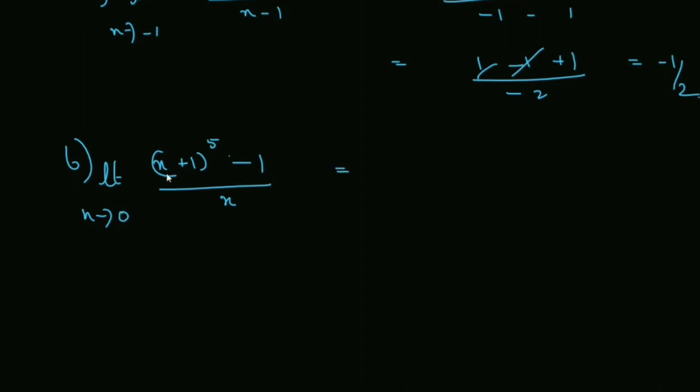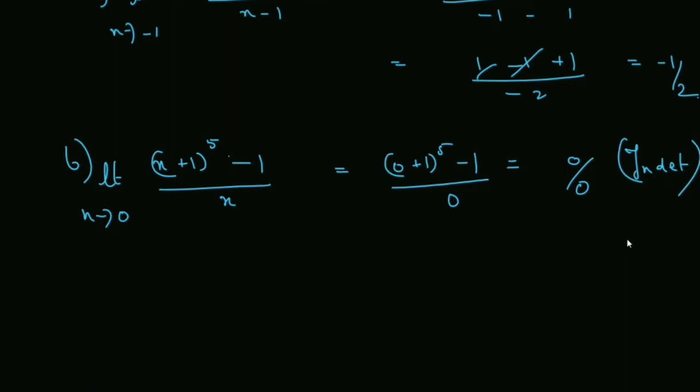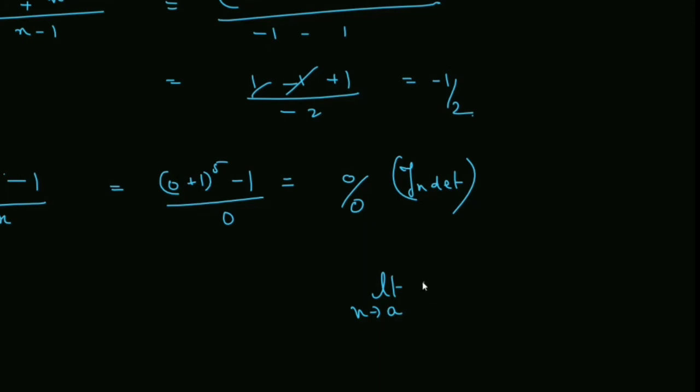So first step is put x is 0. So this will become 0 plus 1 the whole power 5 minus 1 by 0. You are getting 1 minus 1 by 0, which is 0 by 0. This is indeterminate form. You can't find the value of this. So now try to factorize it, or expand it. You can expand x plus 1 the whole power 5, or you have learned a formula, limit x tends to a, x power n minus a power n by x minus a. What is that equal to? N into a power n minus 1.